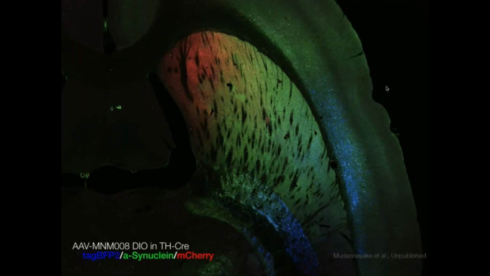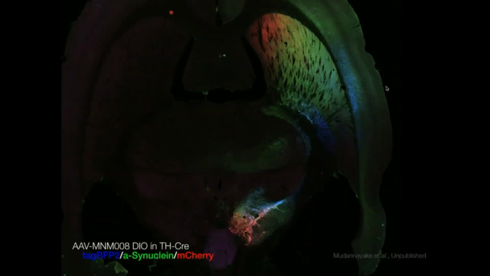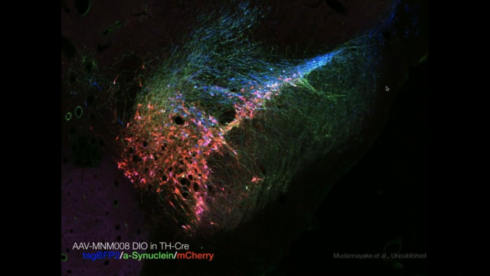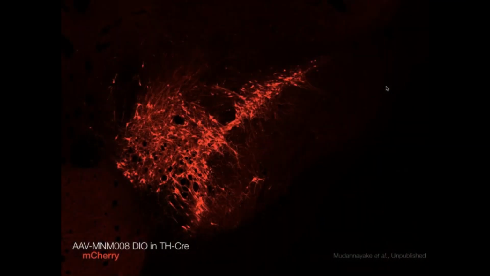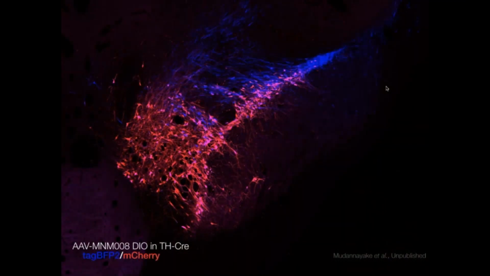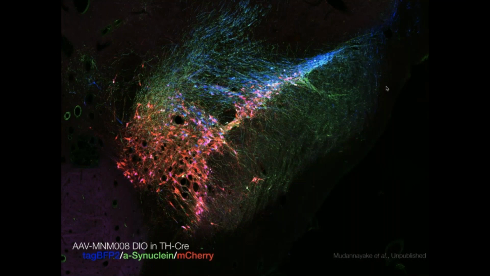With this vector, we also did a fluorophore versus functional protein approach, where we injected tagBFP, synuclein, or mCherry, and synuclein in green, in the striatum in 3 different locations. And then we looked at the transport to the substantia nigra, which you can see here. Doing these in serial, you can see the mCherry, the tagBFP, and then in green, the alpha-synuclein being transported to dopaminergic neurons in the substantia nigra.